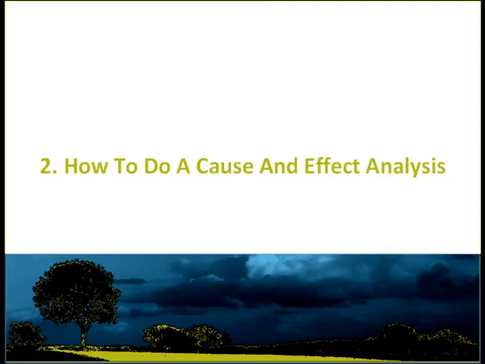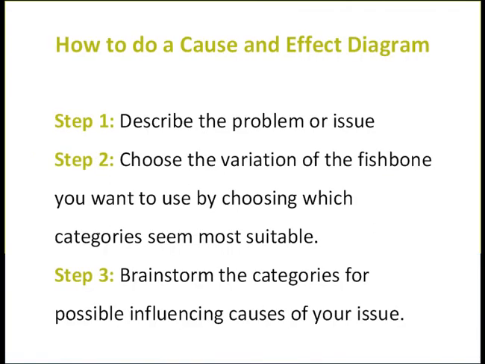How to do a cause and effect analysis? There are several steps. The first being to describe the problem or issue. The second step is you choose that variation of the fishbone you want by choosing which categories seem most suitable.